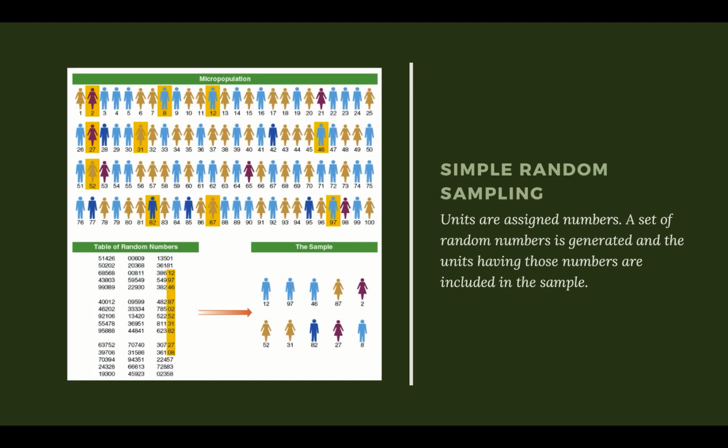So simple random sampling is, like I just explained, all the units on that list are assigned numbers and a set of random numbers is generated. Everybody on the list will be given a number and the units having those numbers will be included in the sample. That way it's truly random.